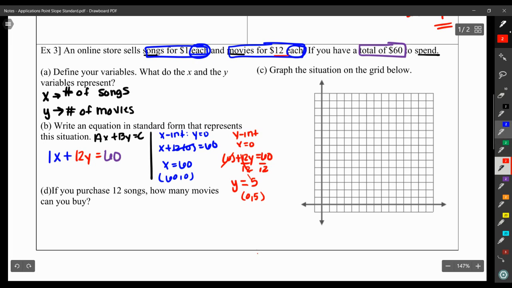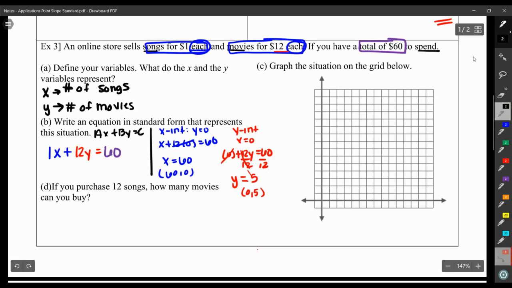To graph this, we're going to have to figure out a scale, because I don't have 60 tick marks on the x. I only have 1, 2, 3, 4, 5, 6, 7, 8, 9, 10, 11, 12, 13, 14, 15. 60 divided into 15 pieces is 4. So each one of these tick marks can be a 4. So there's my x's. Now I'm also going to label what the x's are. I said that x was number of songs. I'm going to put that down here, number of songs, because that's my x-axis.